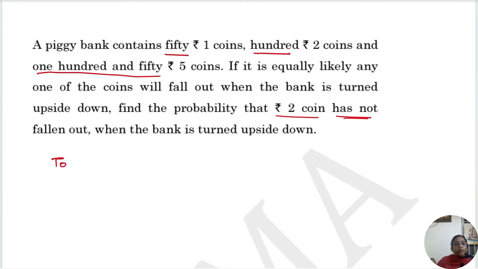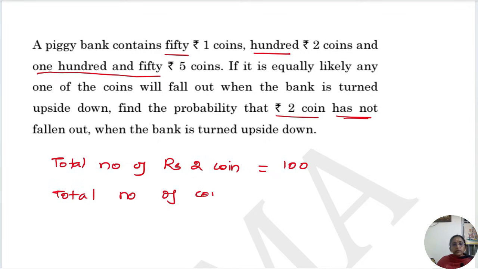So the total number of 2 rupee coins is 100, and the total number of coins, all the coins together, is 50 plus 100 plus 150, which is equal to 300. So what is our question? The 2 rupee coin has not fallen out.